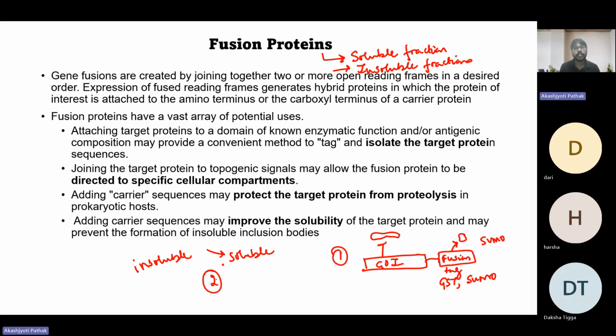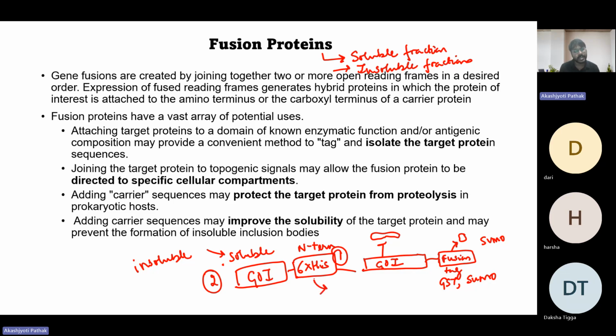Another method is that if you want to purify your protein, then what you can do, you can add a 6x histidine tag to your gene of interest. You can clone your gene of interest having this. Now the 6x histidine tag can be either cloned in the N-terminal region, or you can also clone it in the C-terminal region. So why is this done? For purification of your protein.